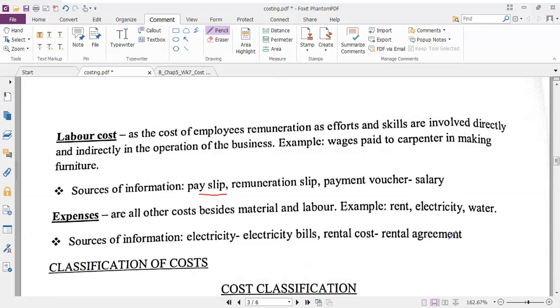Okay, where will you get the value for electricity? Of course, in the electricity bill. Rental cost, in the rental agreement. So, can you understand the elements of cost? We have material, labor, and expenses. Is that simple, right?